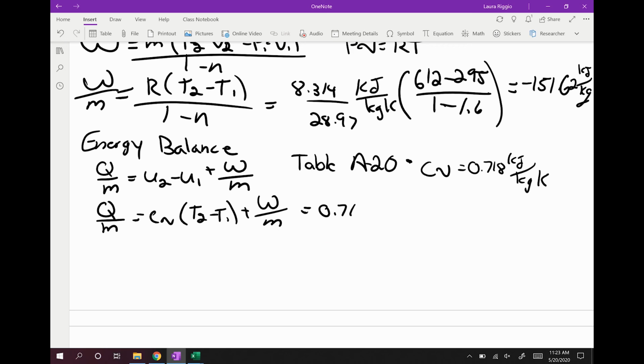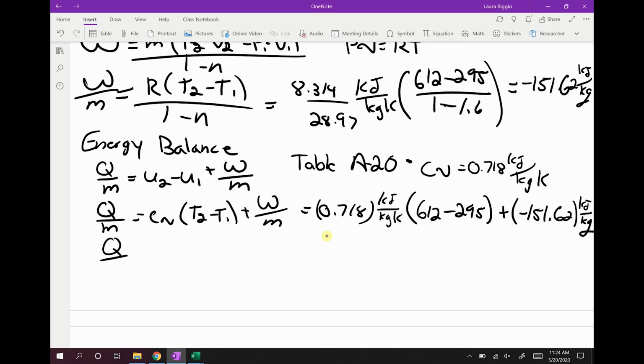So 0.718 times 612 minus 295 plus minus 151.62 gives that our heat per unit mass is 75.99 kilojoules per kilogram.